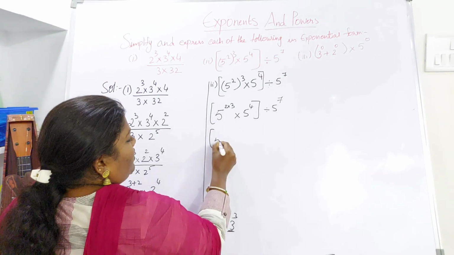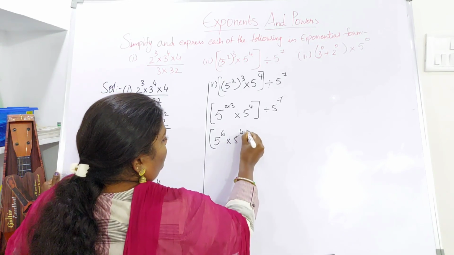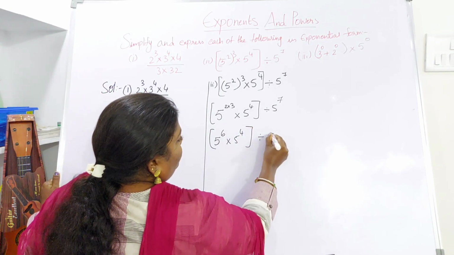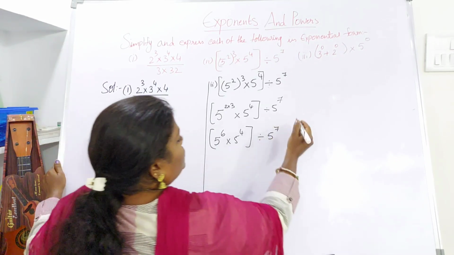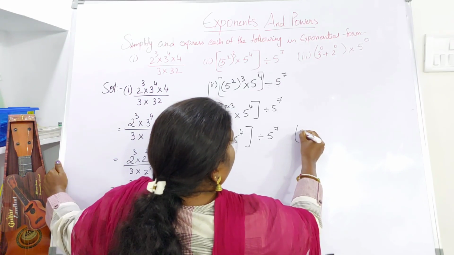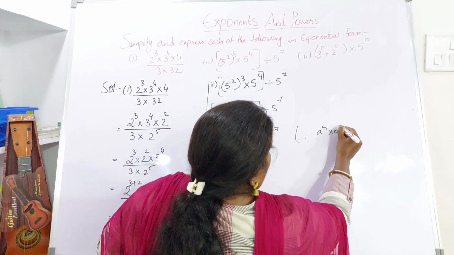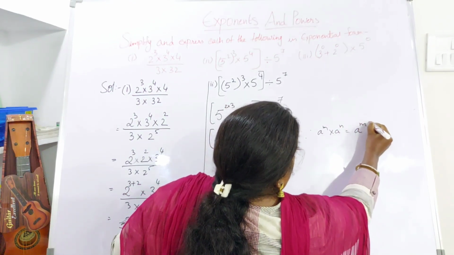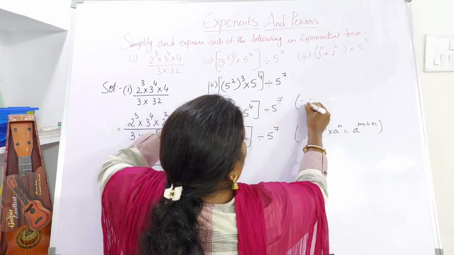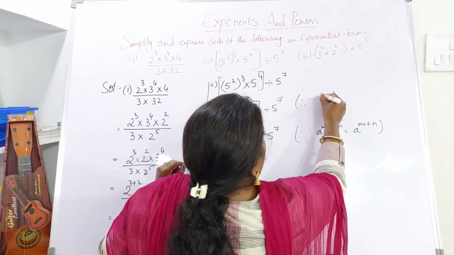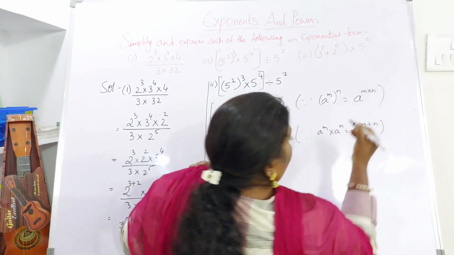Now this is 5 to the power 2 into 3 is 6, into 5 to the power of 4, whole divided by 5 power 7. Now here the bases are same. So here I am using the formula a power m into a power n is equal to a to the power of m plus n. Here I have used the formula of (a power m) whole power n, that is equal to a to the power of m into n.